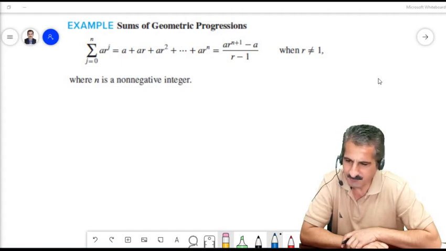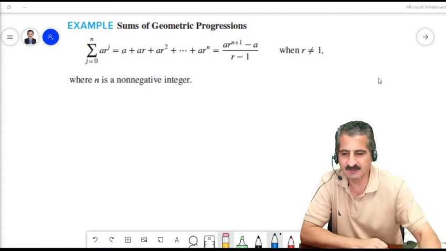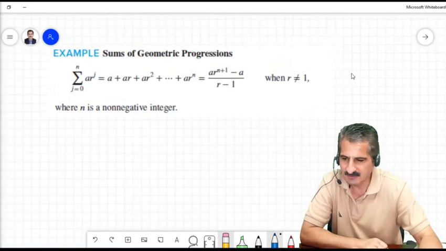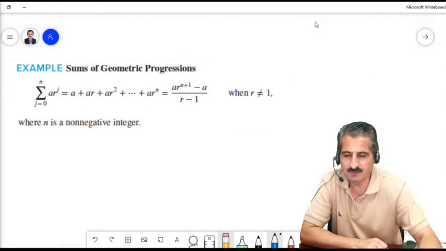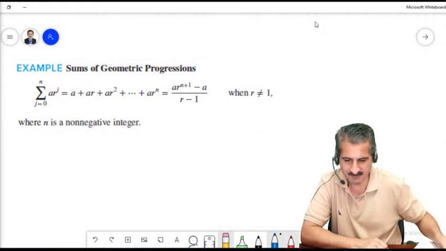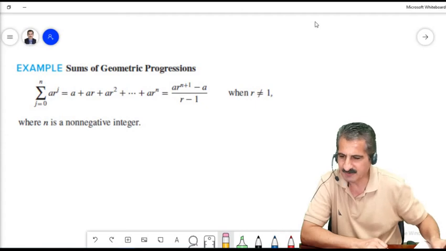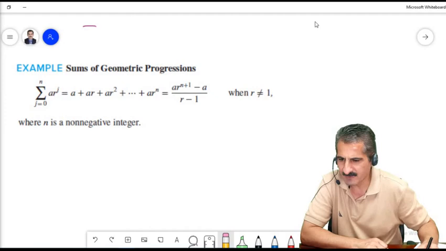Before we proceed to prove this example, let us try to understand what this example is saying, what we want to prove. Let's try it on some numbers so that we believe it. In here it says the assumption, that the summation, okay, let me write it again, the sum over j from 0 to n of a r to the power j.